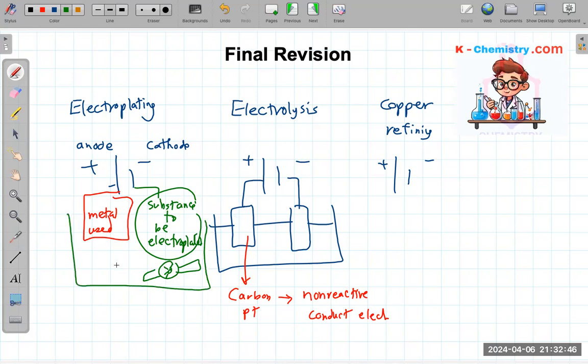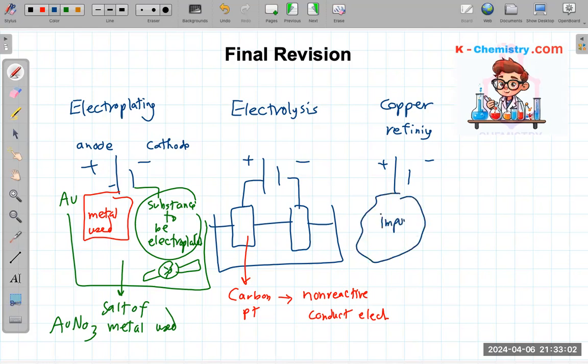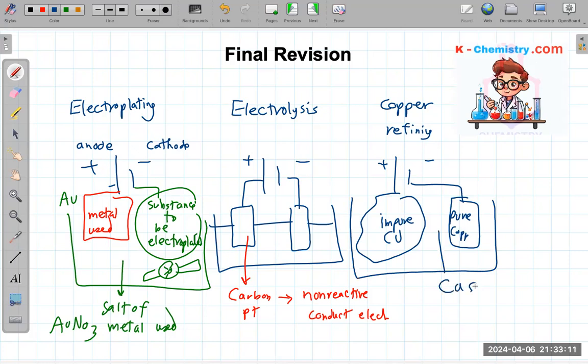And then I have a container. This one is the salt of the metal used. So if I'm coating with gold, then it has to be a gold nitrate salt or any soluble salt. Still, this is plus and minus. And then in the copper refining, I have here the impure copper, and here I have the pure copper. And here I have a solution of copper sulfate or whatever aqueous solution of copper.